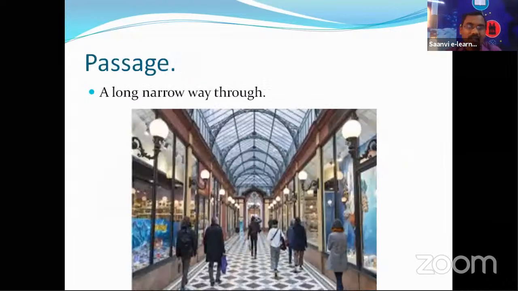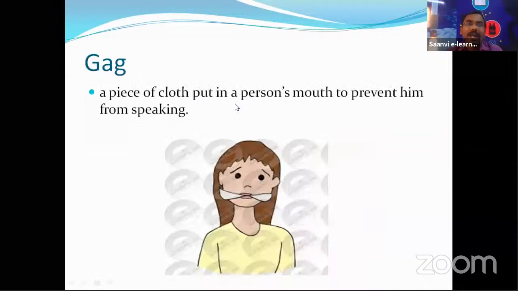The next word is passage. You can see a long narrow way through. You could see a passage here in this picture. People are walking along the passage. See here, a long narrow way through is a passage. If you want, you can note it down, Lohita, Pranavi. Okay, fine, very good.